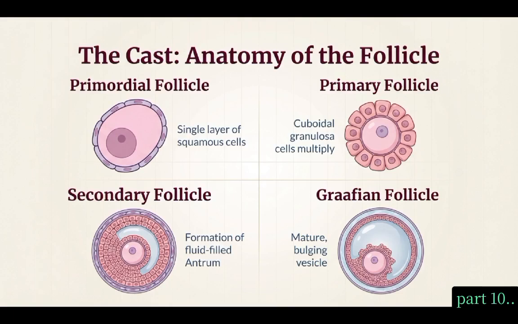Let's start with the anatomy of the follicle. What happens? The first phase of the follicle we have is the primordial follicle. The primordial follicle is just a follicle that is surrounding the primary oocyte, and this primary oocyte is surrounded by a follicle, and the follicle is a single layer of squamous cells.